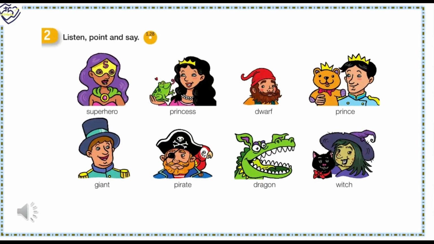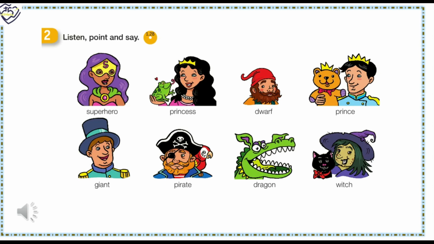Listen, point, and say. Pay attention, look at the vocabulary. Listen, point, and say. One. Look, she's got a frog. A green frog. Who is she? Two. He's big. He's got brown hair and a grey and green hat. Who is he?